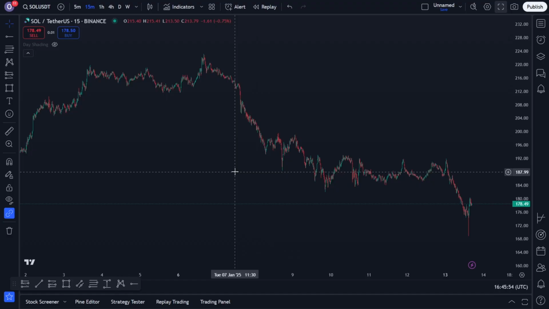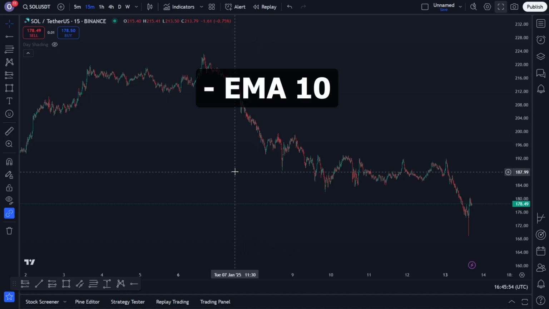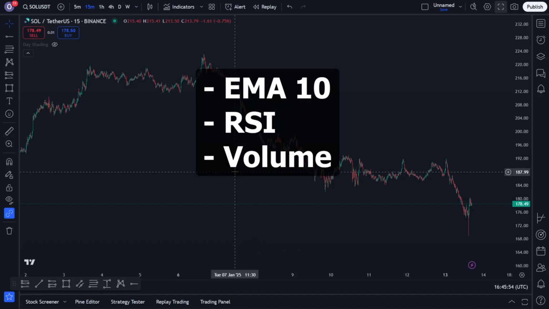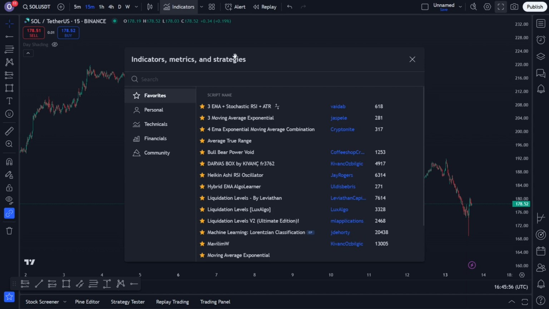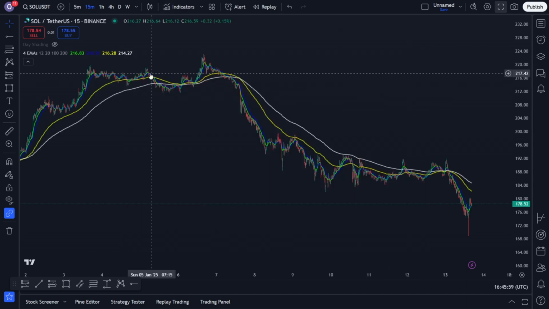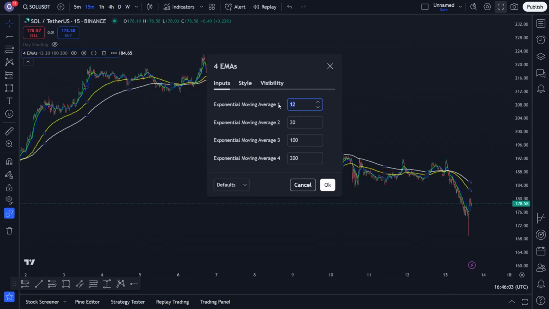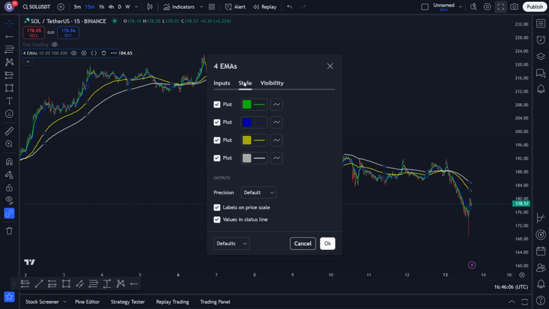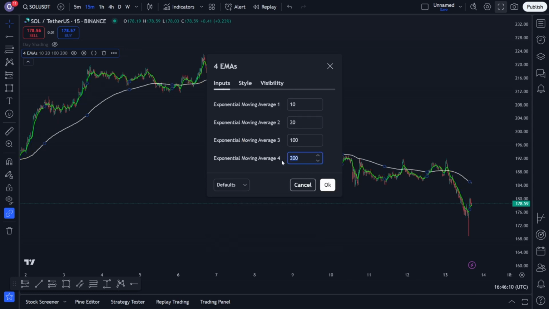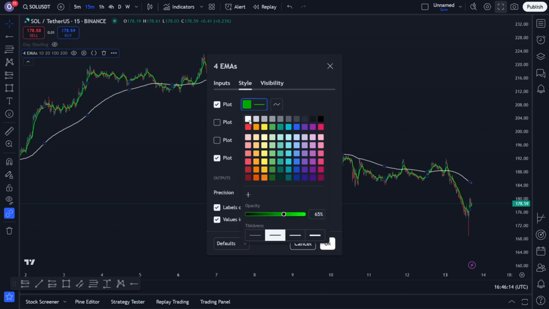Okay, so for this strategy, we are going to use Solana 15 minutes chart and we're only going to need three indicators: EMA 10, RSI, and volume. So I'm going to take a 4 EMA indicator where I will change the first exponential moving average value to 10 and then switch off the second and third EMAs, leaving 200 EMA to check whether it helps. You can put any color you like. I'll make it white for better contrast.